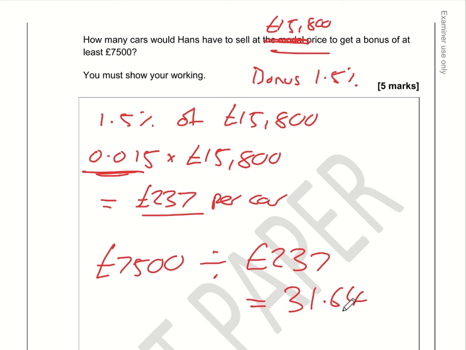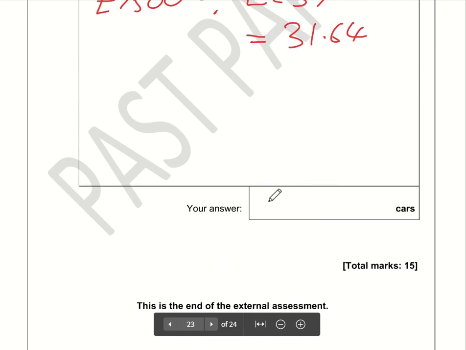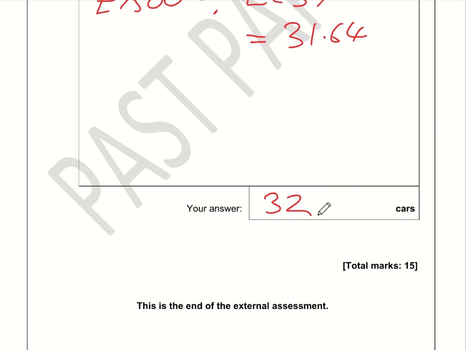It's not about whether this is closer to 32 than 31. It's about just thinking about the question. Well, if he sells 31 cars, he's going to be under the £7,500 bonus. But if he sells 32 cars, then it'll be more than 7,500, but at least that is at least 7,500. So just be careful with questions like that, whether to round up or down. So here the answer is 32 cars, and that is the end.